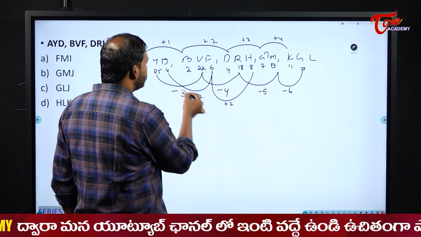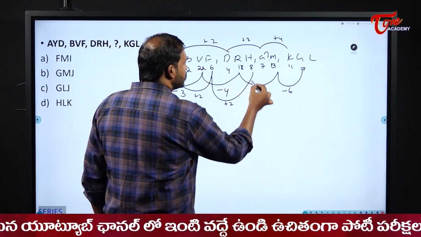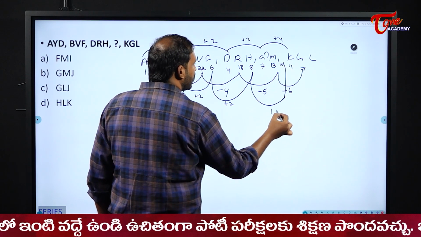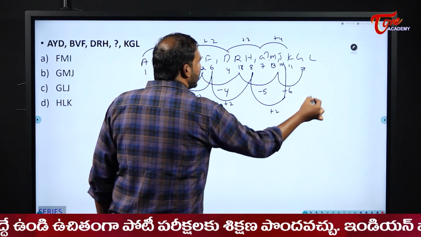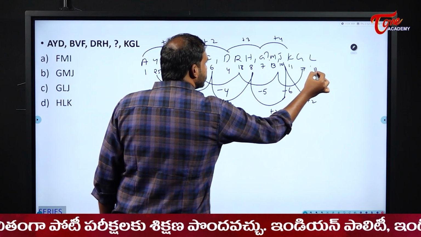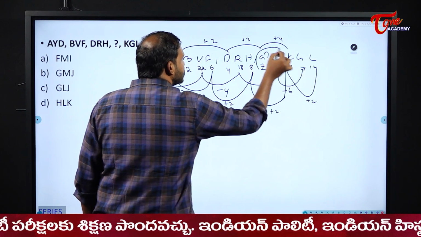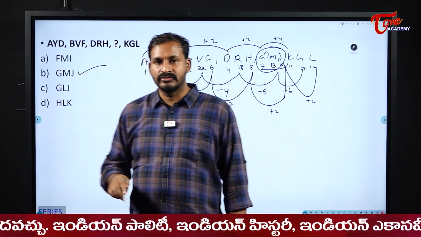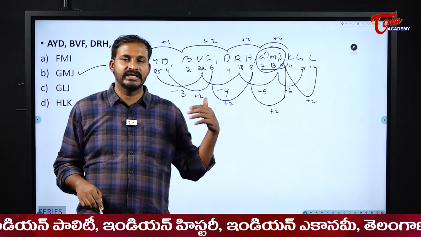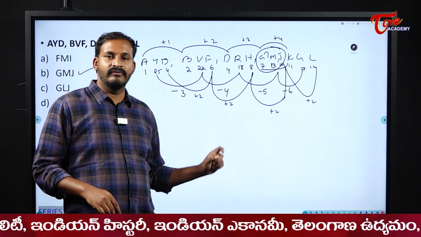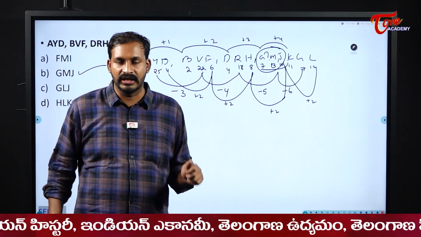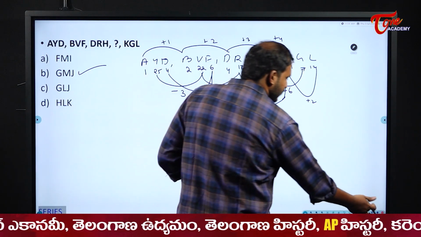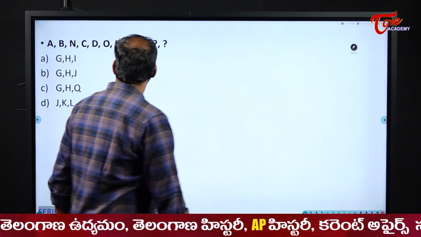When it comes to the third one, plus 2, plus 2, plus 2, right? So 8 plus 2, what should it become? 10. What is 10th alphabet for me? J. And I need to check whether it is continuing or not. Yes, it is continuing. So my answer here is GMJ. So students, definitely whenever there is a continuation, always try to check that continuation also. That is also very, very important. Okay. Next one.